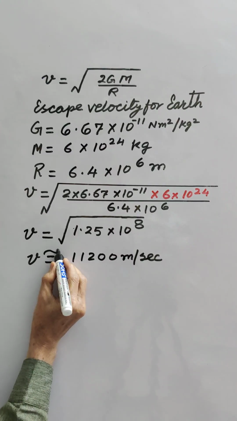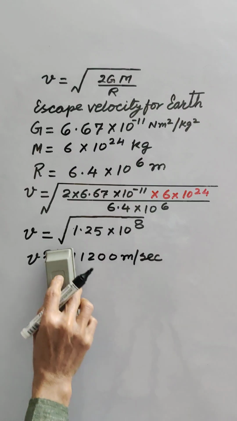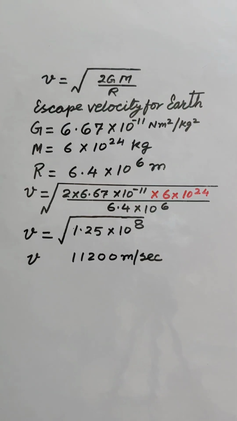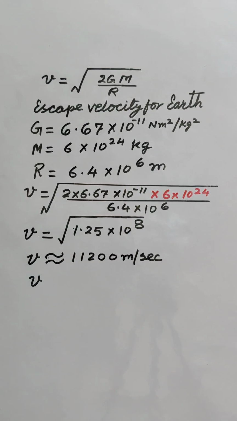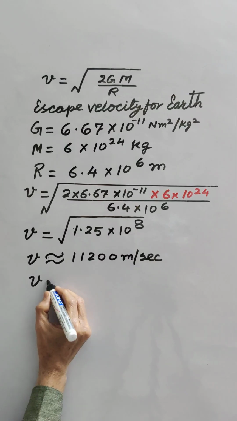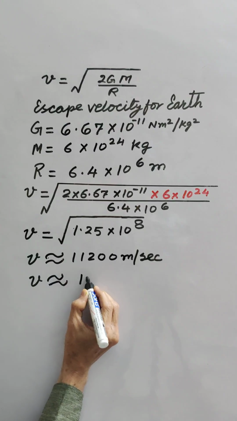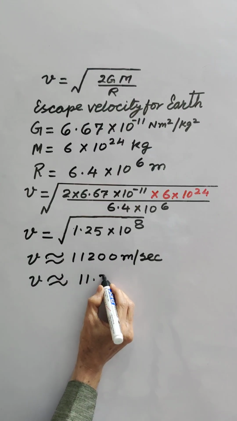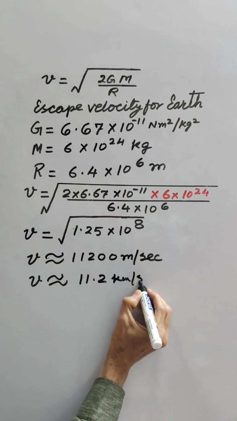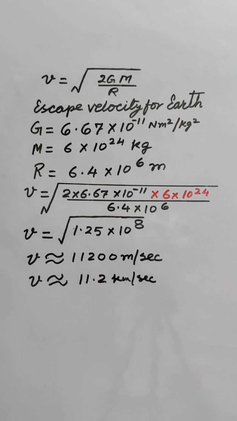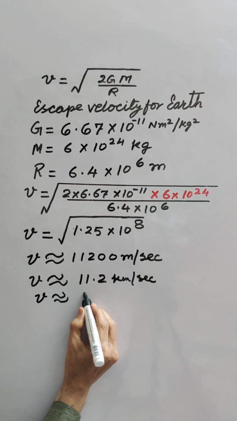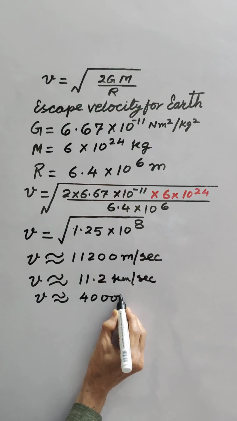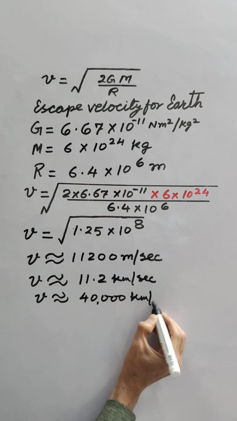Converting it into kilometer per second, that will be nearly equal to 11.2 kilometer per second, dividing it by 1000. If we convert this into kilometer per hour, that is about 40,000 kilometer per hour.